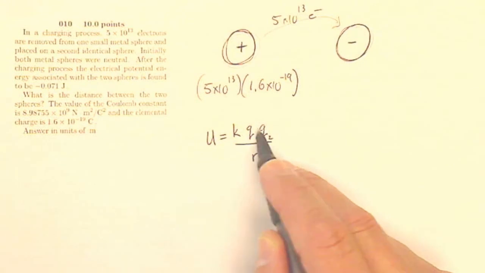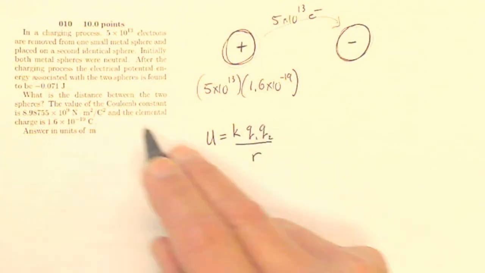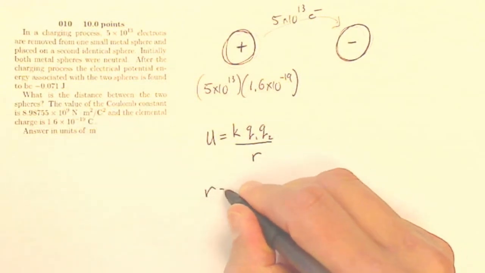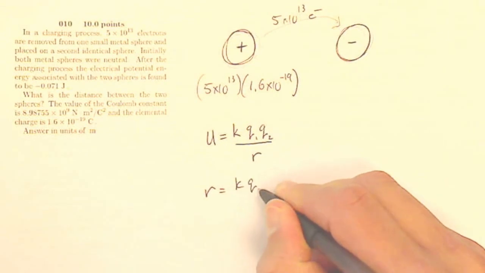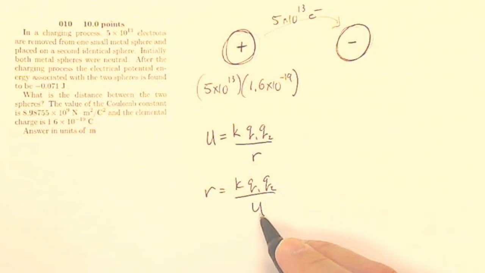One of these is negative. Those negatives will drop out. So if you just want to do Q squared equals a positive amount of energy in joules, then this will work out just fine. So that's going to be my R is going to be K, Q1, Q2 over U, or you can just Q squared over U and forget about the negative and get a positive R.